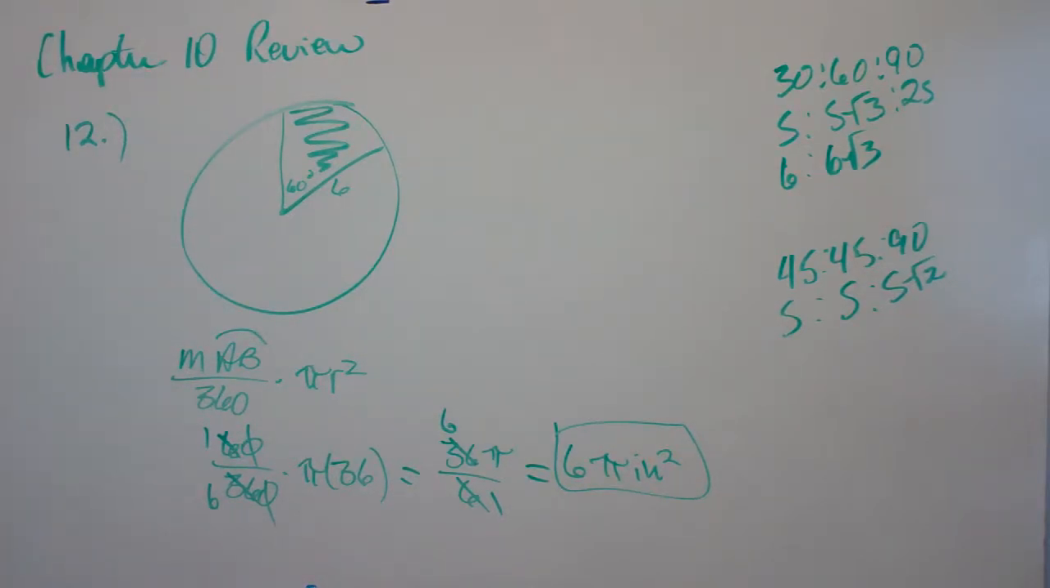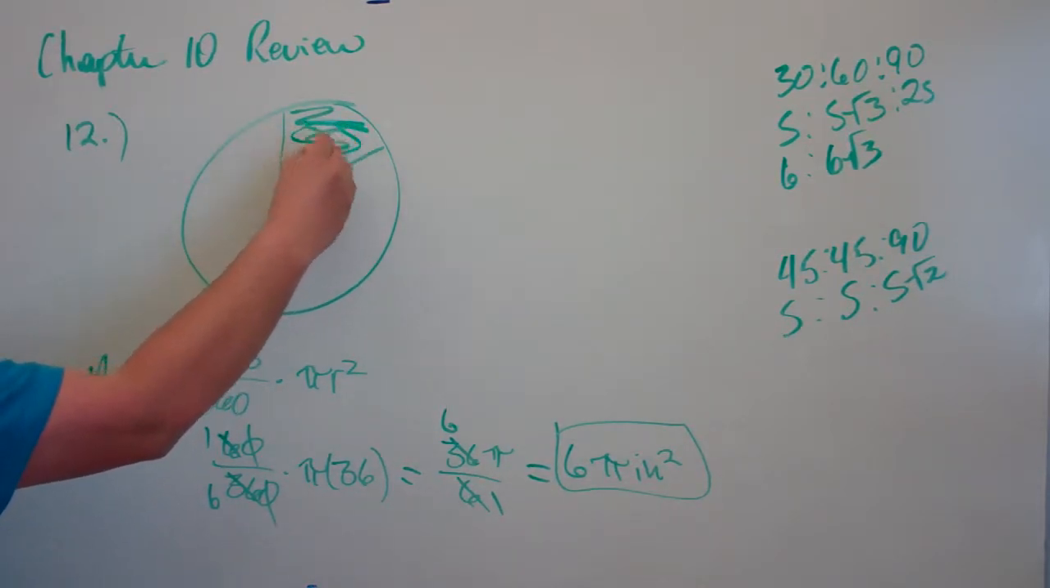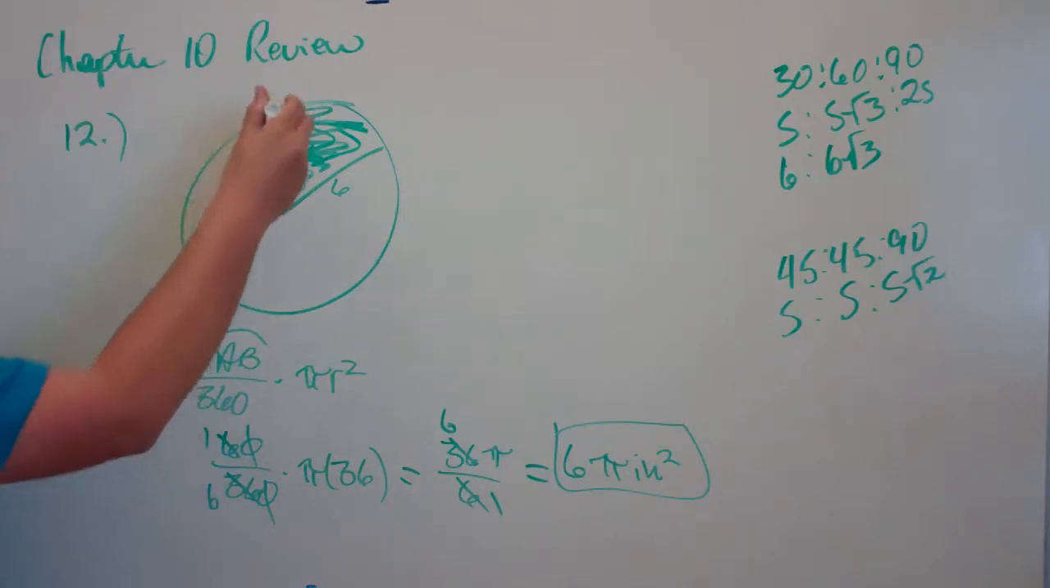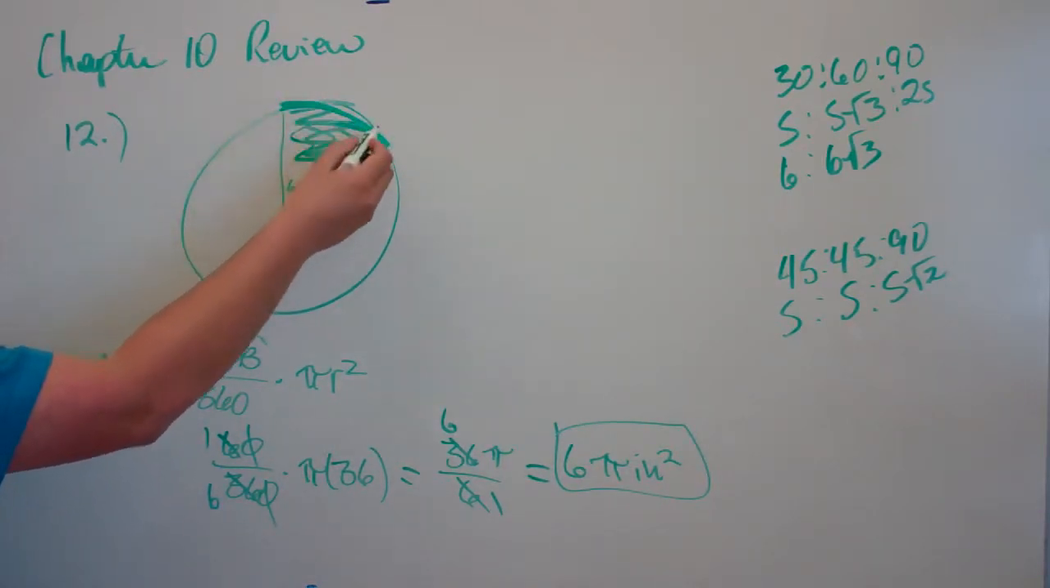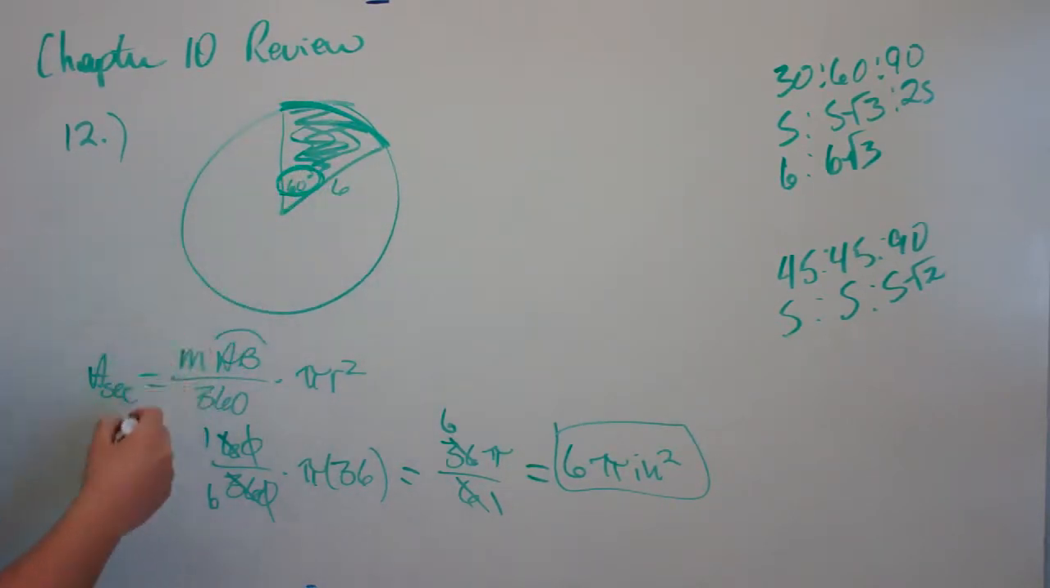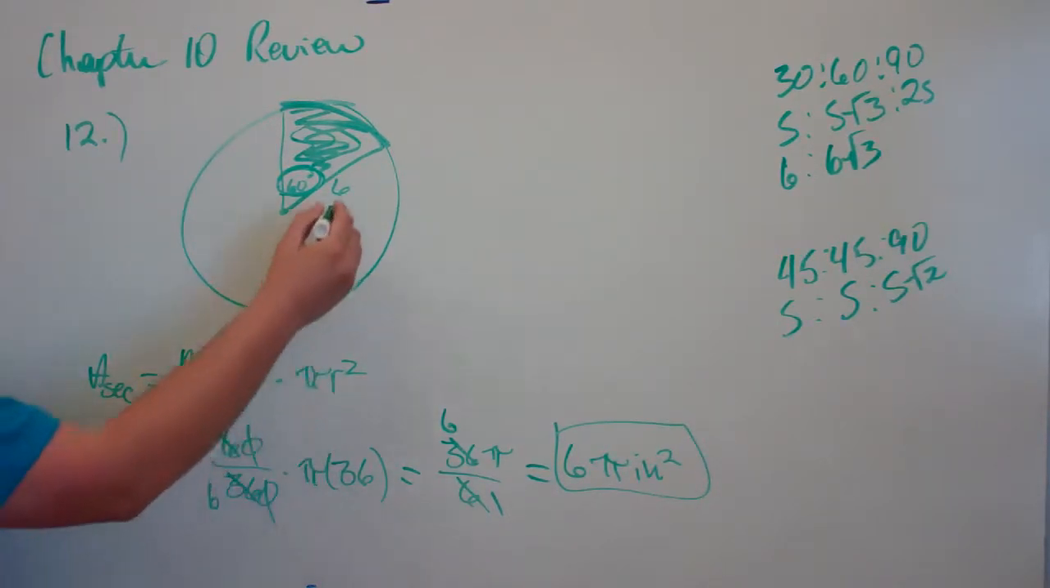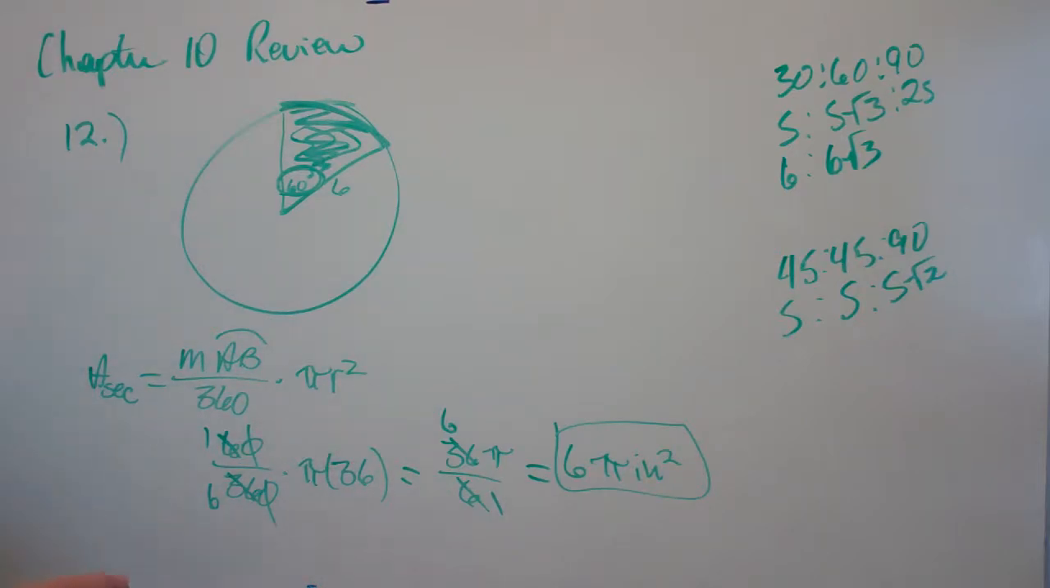Okay? So you just got to remember this formula. The area of the sector, because remember this is a sector, it's like a slice of pizza. That's your sector. It's the measure of your arc. Remember, the measure of your arc is the same as the angle that creates it. So 60 over 360 times pi r squared. R is 6 because the diameter is 12.